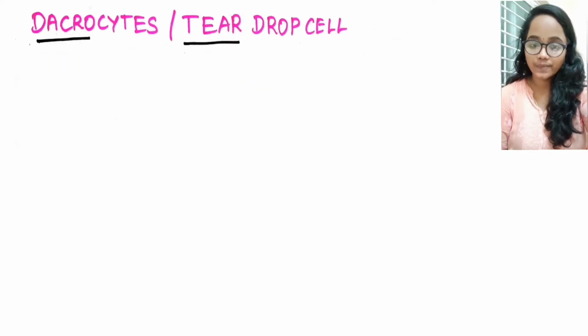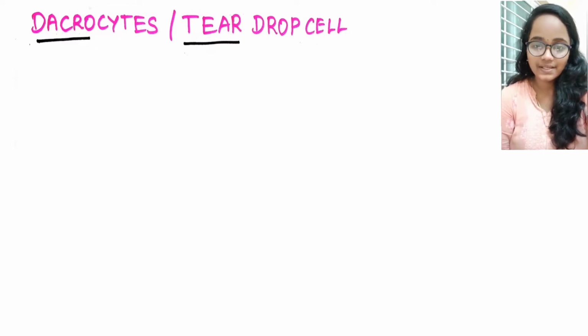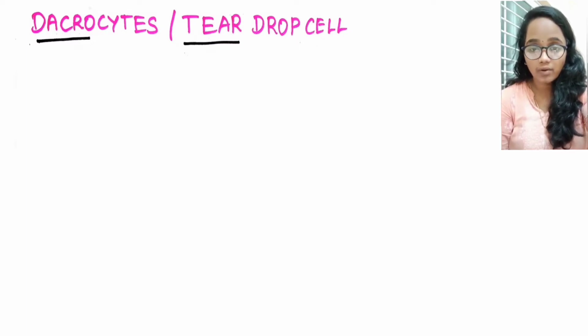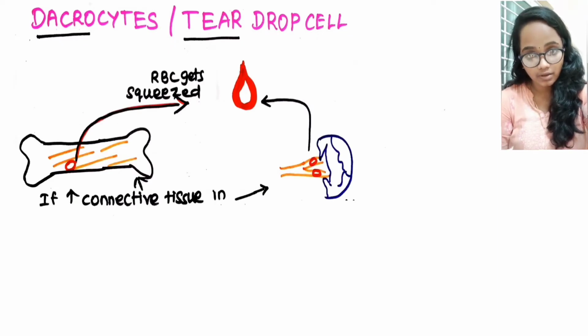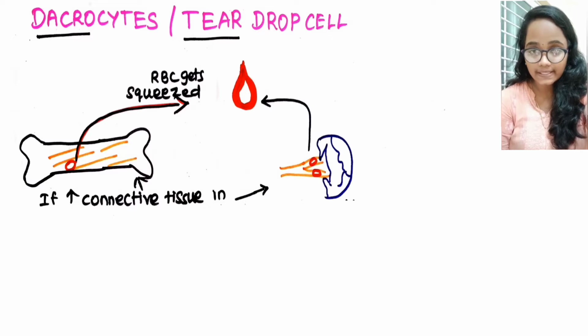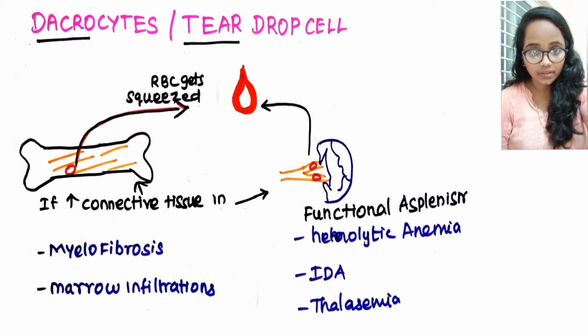Dacrocytes are teardrop cells. Dacro means tear. What is dacryocystitis? It is inflammation of the lacrimal sac. So dacro means tear. How do these teardrop cells form? In bone marrow infiltration and also in splenic infiltration, RBCs get squeezed through it, so they get this shape. It is seen in myelofibrosis, marrow infiltration, and in functional asplenic conditions like iron deficiency anemia, thalassemia, and hemolytic anemia.